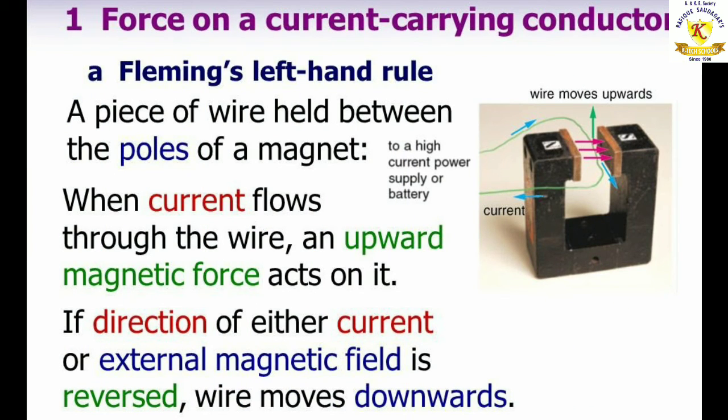Force on current carrying conductor. Fleming's left-hand rule. A piece of wire is held between the poles of the magnet. So when the current flows through the wire, an upward magnetic force acts on it. If the direction of either current or external magnetic field is reversed, then the wire moves downwards. Okay, children?